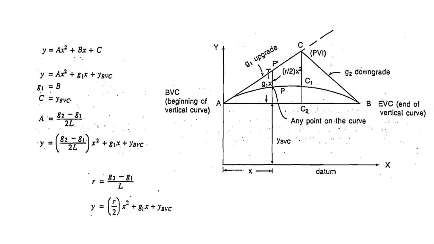plus g1x plus y BVC. Now we make a very simple substitution here for g2 minus g1 divided by L, which is r. Therefore, if you rewrite this basic equation, y is written as r by 2 times x square plus g1x plus y BVC.